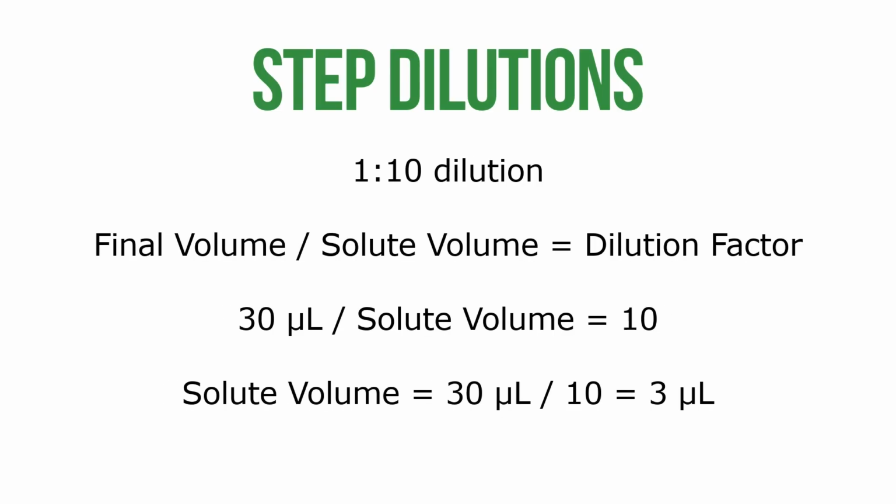Now we'll solve for the 1 to 10 dilution, which we know needs at least 3 microliters. Give that some buffer, and remember, we can't pipette less than 2 microliters. So let's make 30 microliters of a 1 to 10 dilution. Final volume equals 30 microliters divided by 10 equals 3 microliters.